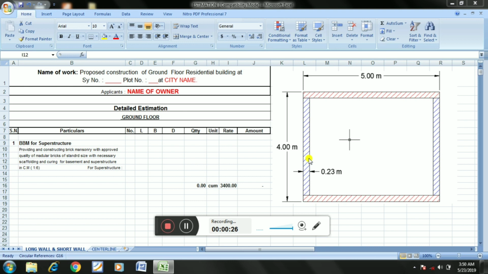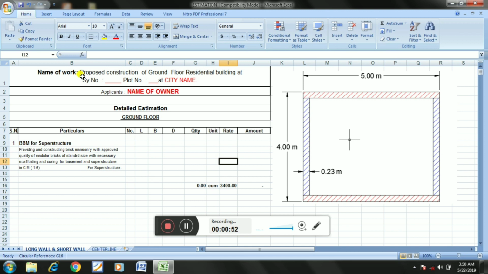There are two methods of estimation: one is the long wall short wall method, and the other is the center line method. Before that, I'll teach you how to prepare an estimation copy. Generally, for approval from municipal administrations, you need to submit a detailed estimation copy of a building, and you need to write the matter in this manner.